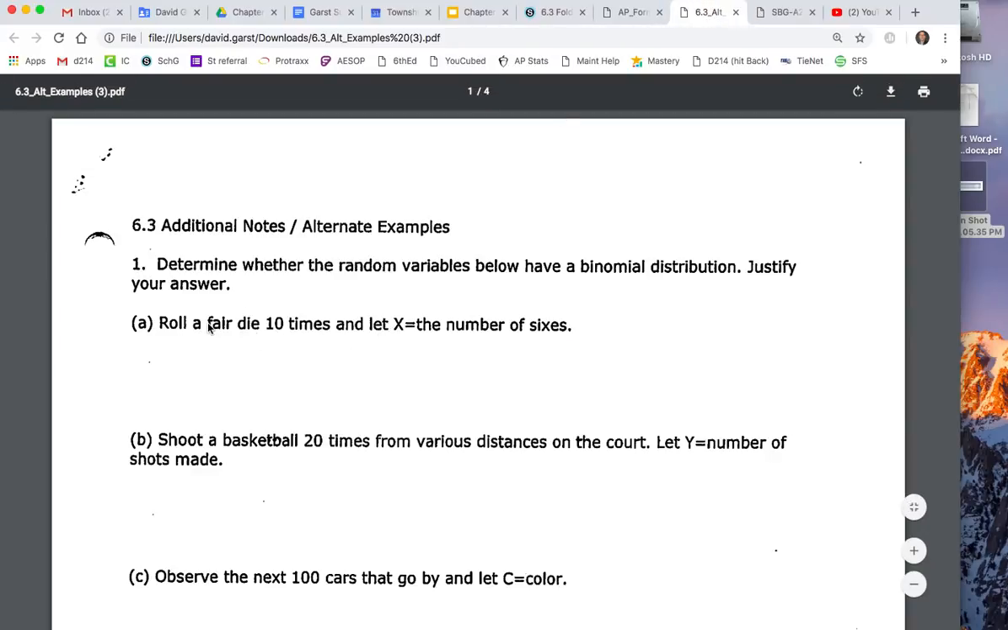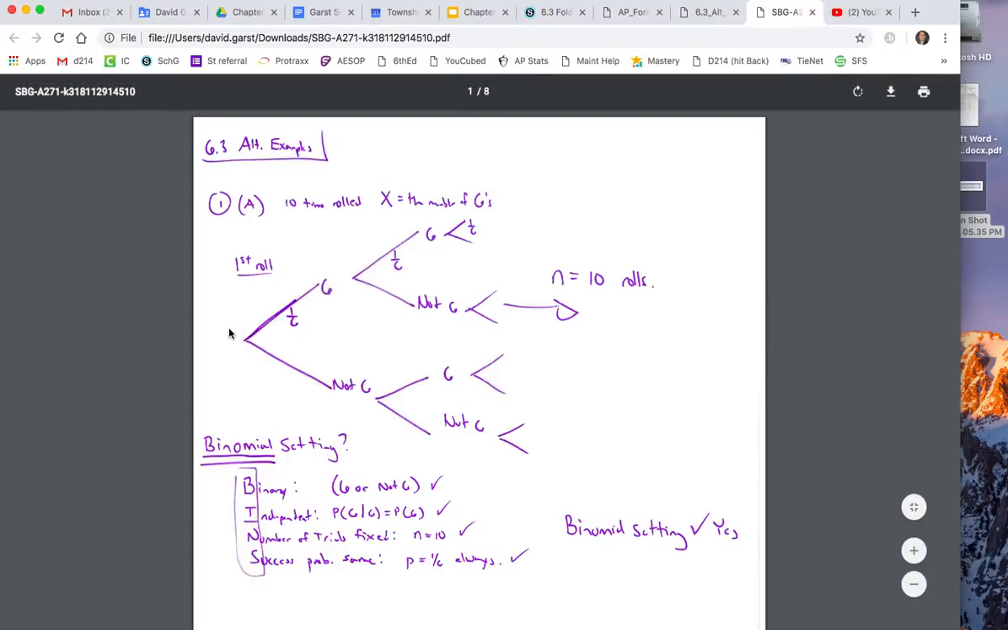The first one says, you roll a fair die 10 times and let X be the number of 6s. So we're going to be rolling a fair die 10 times. So when you roll a fair die 10 times, you get some kind of a tree diagram like this. First roll, you either get a 6 or you don't get a 6. Second roll, you get a 6 or you don't. Third roll, get a 6, you don't, etc. And there are 10 rolls that they tell us we're going to be doing. So let's see if this meets the 4 criteria for being a binomial setting.